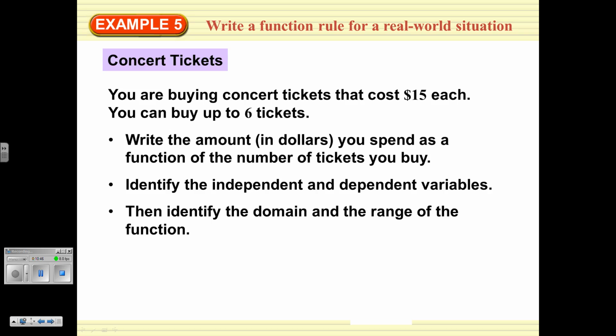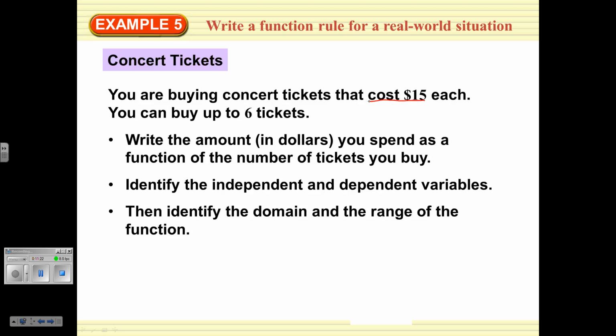Okay. All right, example 5. Loving this, right? Writing a function rule for real-world situations. Always good. Okay, you are buying concert tickets that cost $15 each. Underline this because this is important information. We know we're probably going to be using that. You can buy up to 6 tickets. You can't buy more than 6. Write the amount in dollars you spend as a function of the number of tickets you buy.